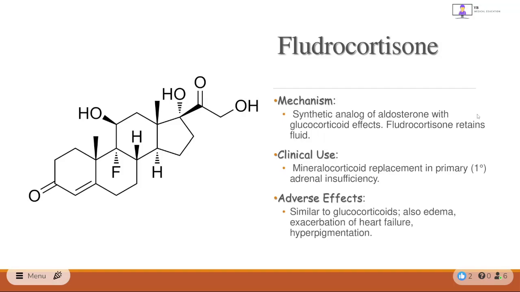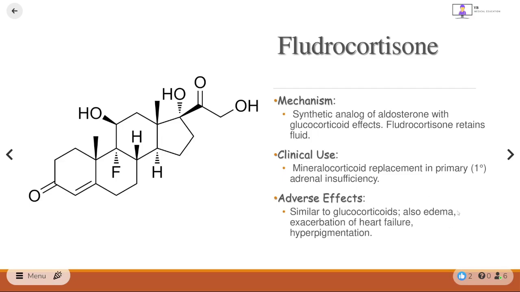Okay, fludrocortisone. From its name, fluid cortisone. So it's an analog of aldosterone. It looks like aldosterone exactly and has the same functions. Okay, so fludrocortisone retains fluid. It reabsorbs two things and excretes two things. Reabsorbs sodium and water and excretes potassium and hydrogen. Clinical use is mineralocorticoid replacement in primary adrenal insufficiency. So people who have primary adrenal insufficiency, they cannot release cortisol or aldosterone, so we replace the aldosterone with fludrocortisone. And adverse effects, it could bind to the cortisol receptors and act as glucocorticoids.